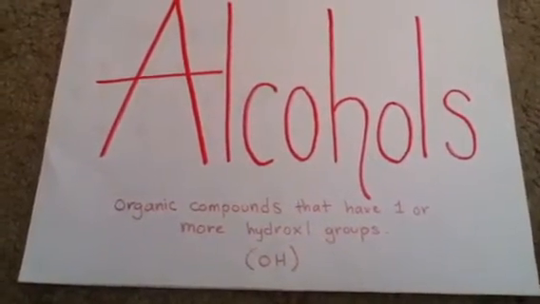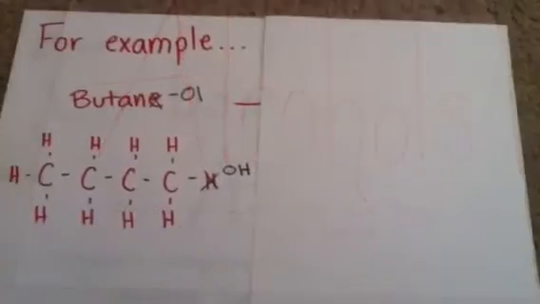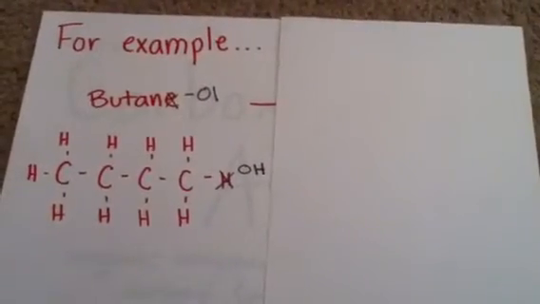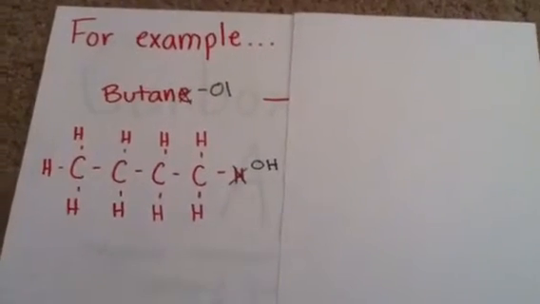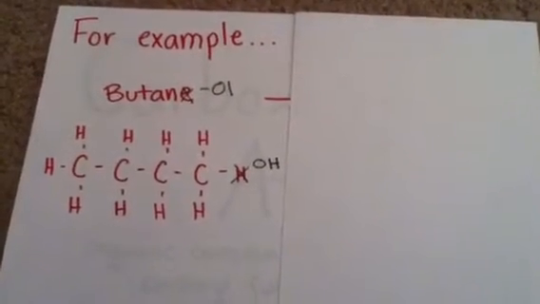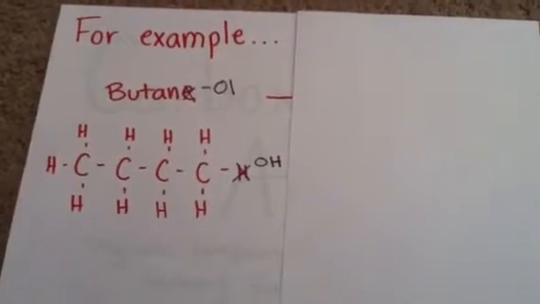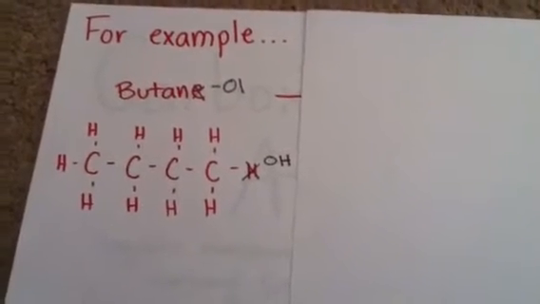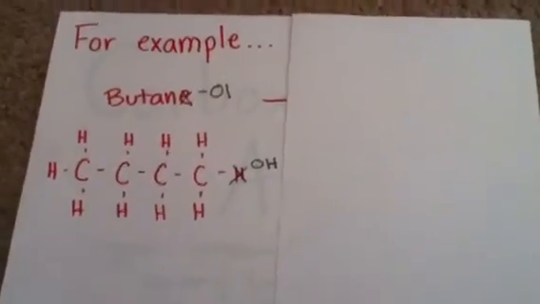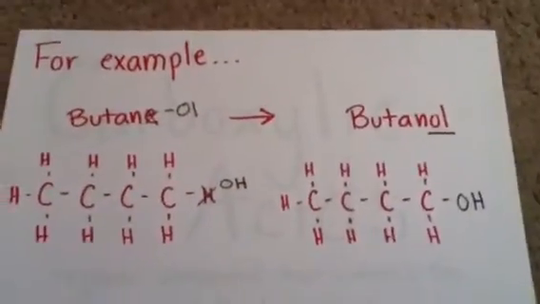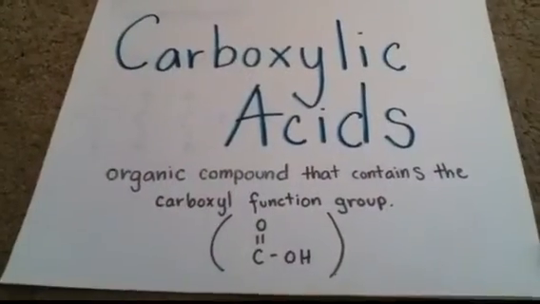For example, we're going to use butane and make it an alcohol. This is butane. To make this an alcohol, you replace the last H with an OH. Since the structure changed, the name changes. This now becomes butanol, because for all alcohols, you take off the end and add the suffix OL. This is butanol.